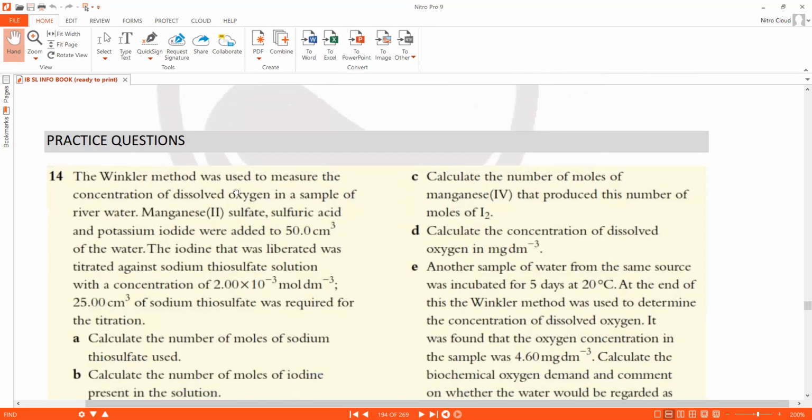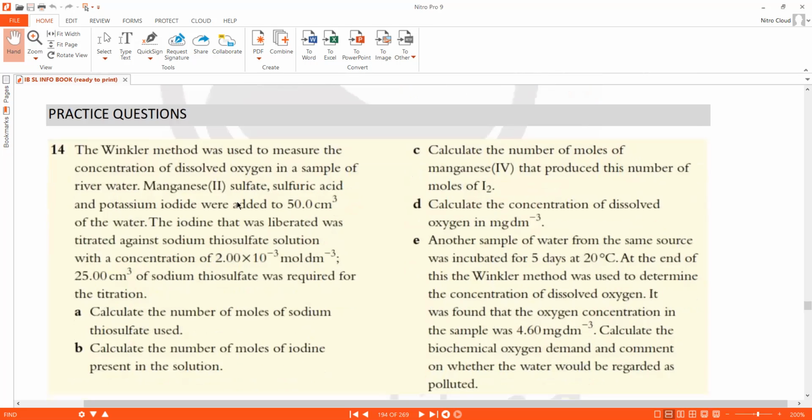So this question number 14 is on the same basis. Whatever we just learned, the same process is given here. You need to refer to those equations, and eventually you'll find the BOD in ppm. Okay, any questions here? No, sir. Okay.